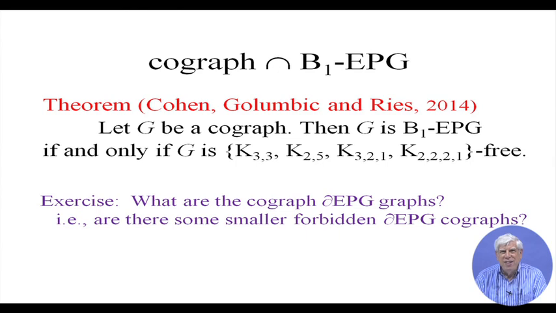But you might ask, what are the co-graph boundary EPG graphs? Are there some smaller forbidden graphs? Could you reduce this? Can you give a characterization for co-graph intersected with boundary EPG? Well, I leave that as an exercise to you. I frankly never looked at it. But I guess if you give me a solution, I'll have to read your proof and see if it's right. And then I could add it to my talk, and maybe you can write a little paper.